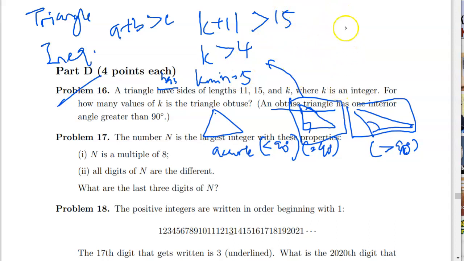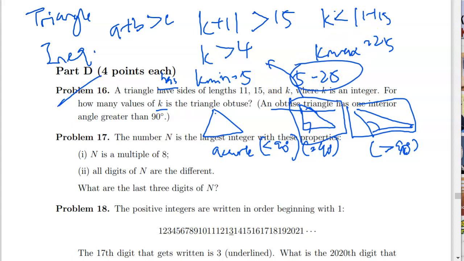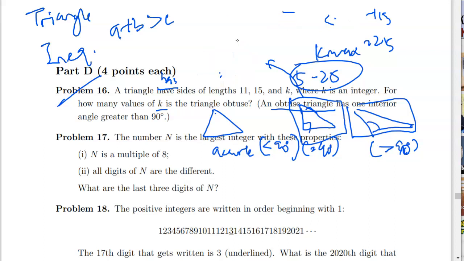And then say k is the largest. So in the second case, k is the largest one. k is smaller than 11 plus 15, so k maximum is 25. So our k ranges from 5 to 25. Jot it down. I'll be erasing this one to make some space. Just remember the triangle inequality here, and then we'll also be using right triangles to find our solution.